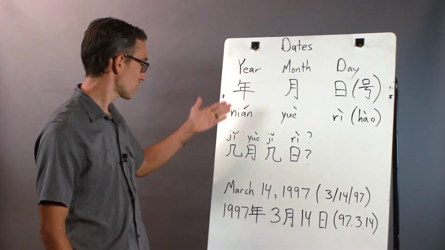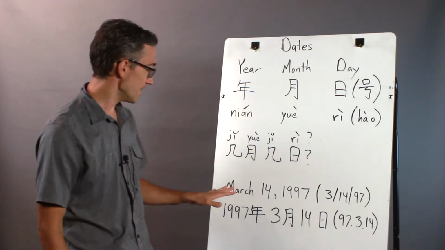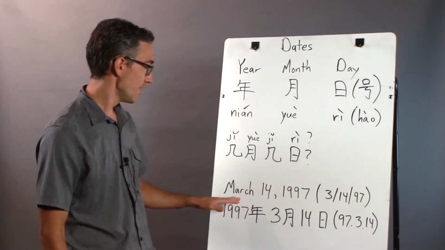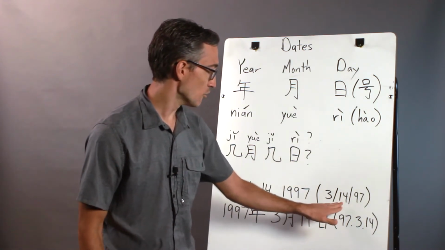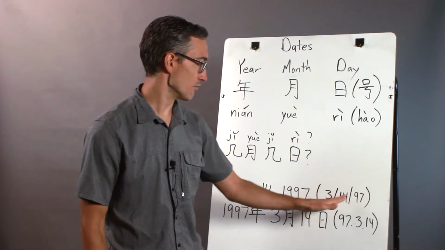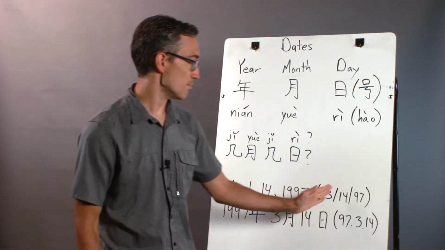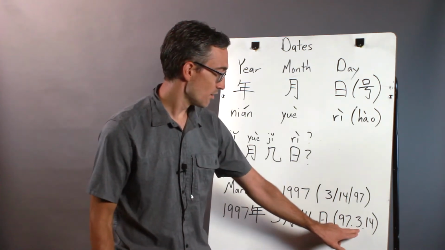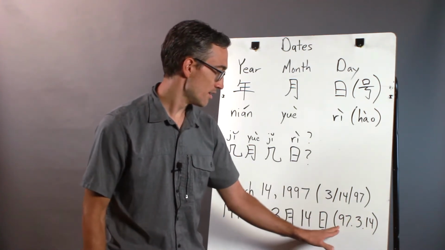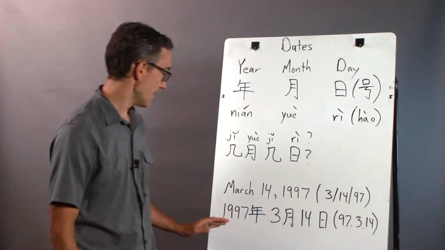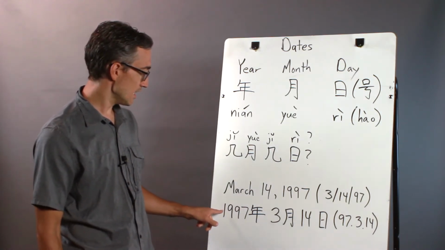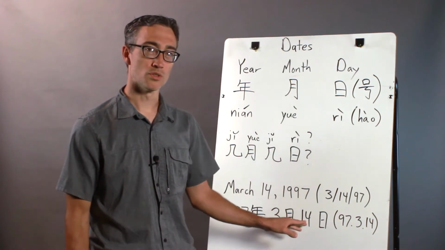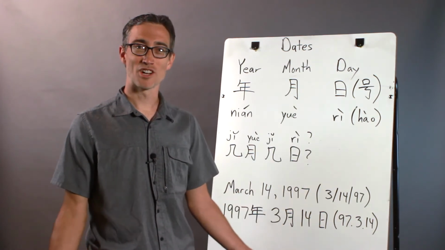And so just to go over it again, in America, we would say March 14th, 1997, and then we'd write it this way, 3/14/97. I believe in Europe it would be 14/3/97. So it would go from small to big. But in Chinese, it's 97/3/14 because it's big to small. So it's year, month, day. And the phrase is 1997年3月14日 or 14号. That's how you talk about dates.